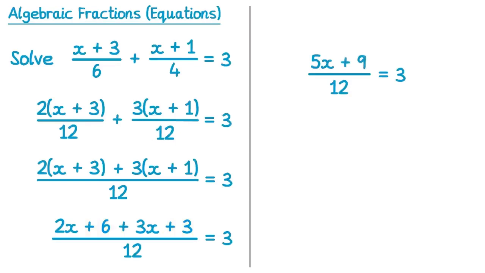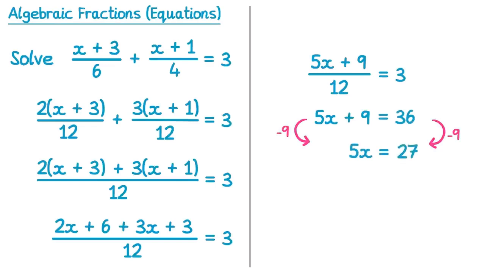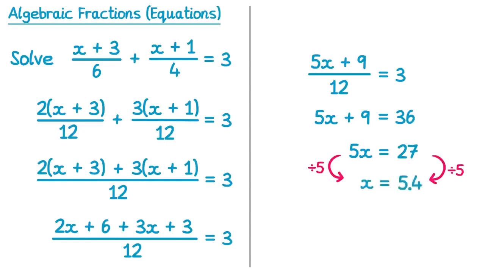We've now turned this into a relatively straightforward equation to solve. We can multiply both sides by 12 to get rid of that fraction. If you multiply by 12 on the left, you get 5x plus 9. And if we multiply by 12 on the right, 3 times 12 is 36. Then just subtract 9 from both sides. This will give you 5x equals 27. And then divide both sides by 5. And this gives you x equals 27 divided by 5, which is 5.4. So the solution to this equation is 5.4.